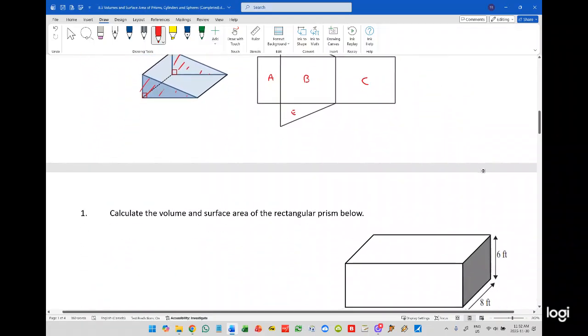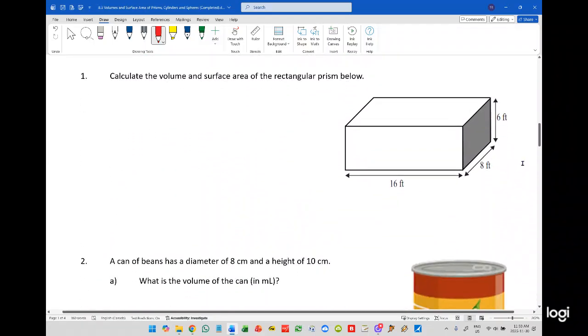All right, let's jump in and try a couple of examples. So here we have a very straightforward rectangular prism. It asks us to find the volume and surface area. So I'm going to just go over here and write down volume equals. And in this case, volume is super easy. It's just the 3 dimensions multiplied together. Regardless of what you call them, it's going to be 16 times 8 times 6.